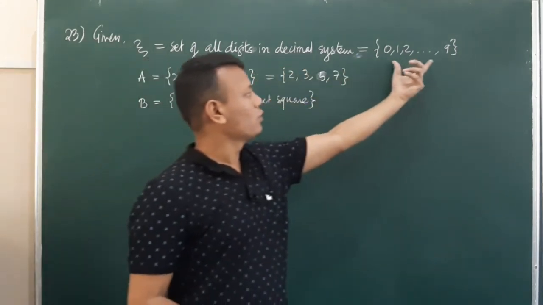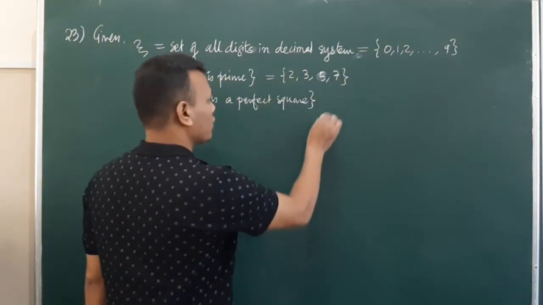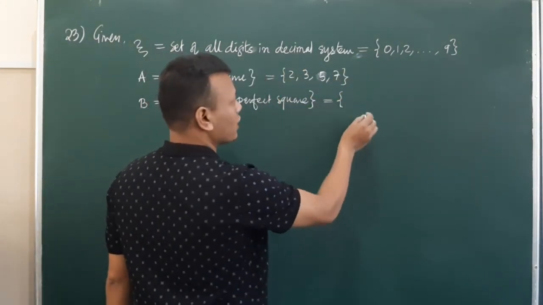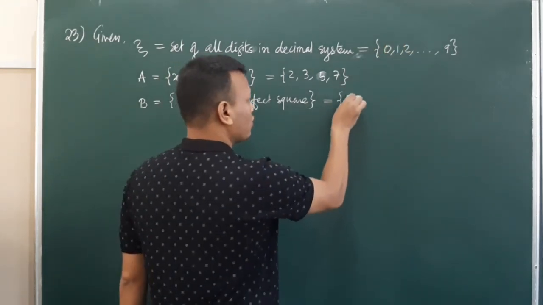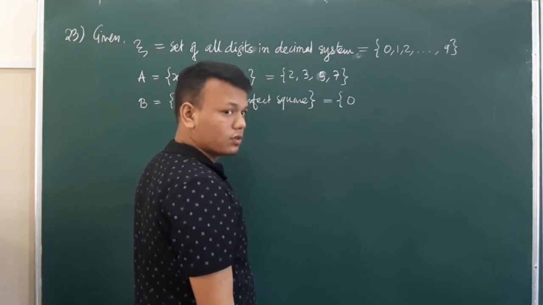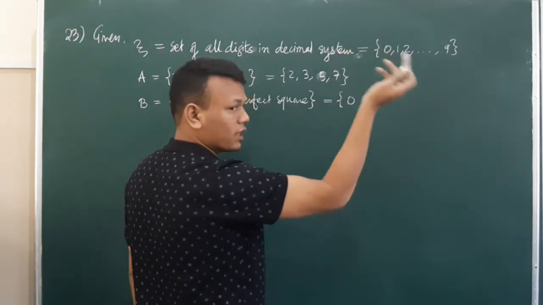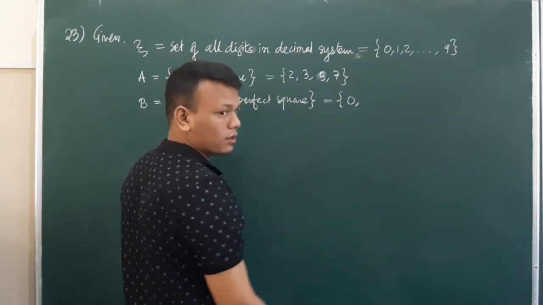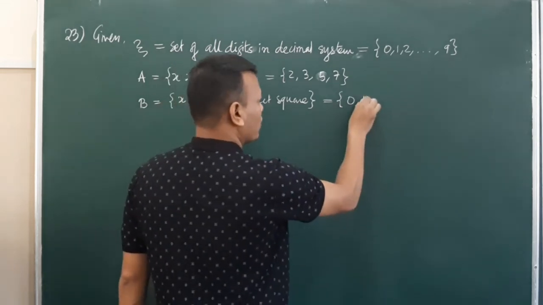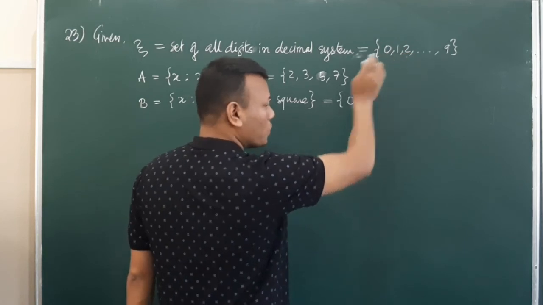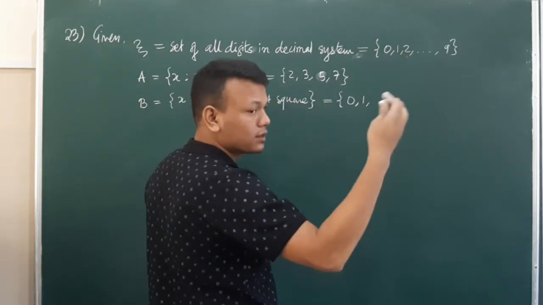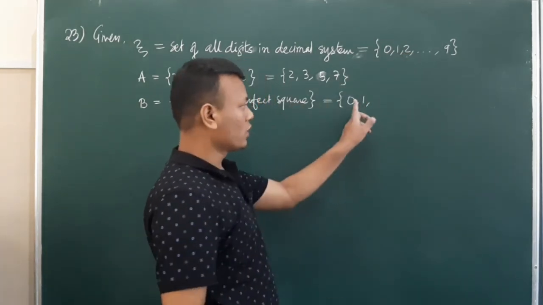Now here, what are the numbers which are perfect squares? 0 squared is how much? 0 squared is 0 itself, right? So that's why 0 can be written as 0 squared, and 0 can be taken as a perfect square. Next is 1, next is 2, isn't it? No, 2 is not a perfect square.